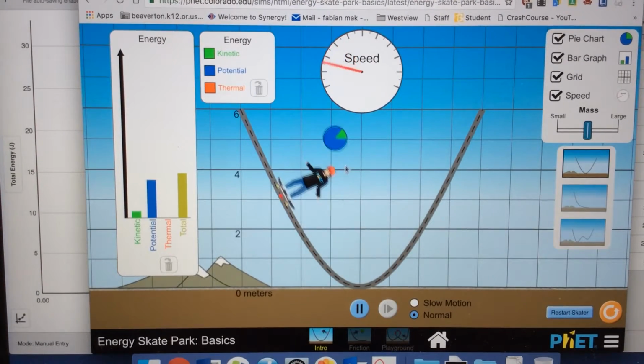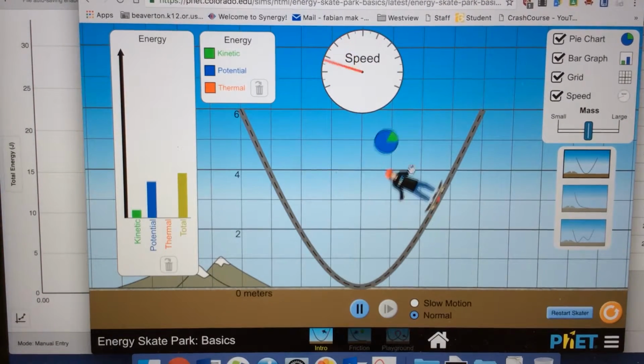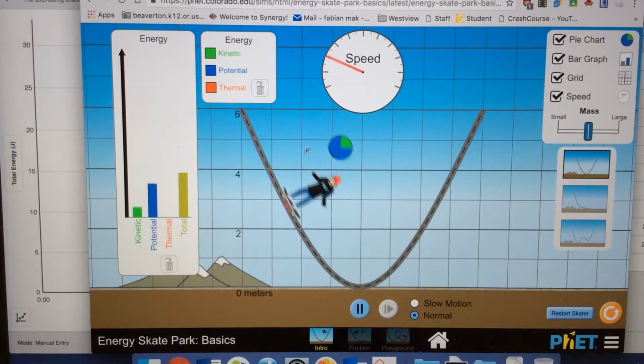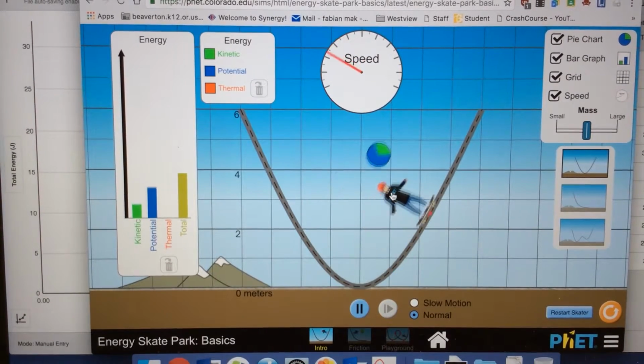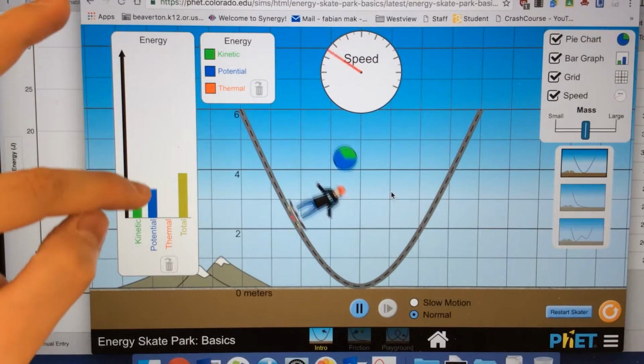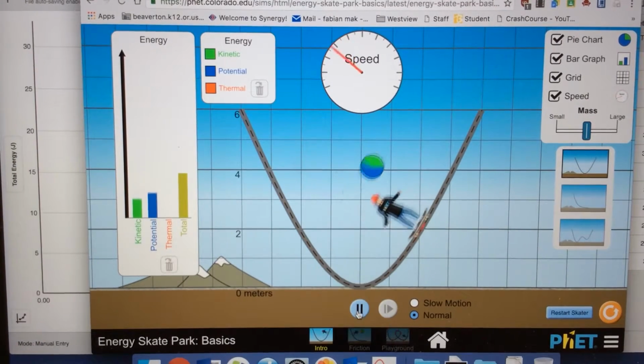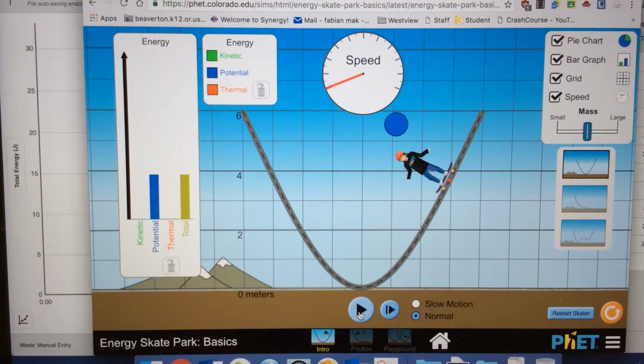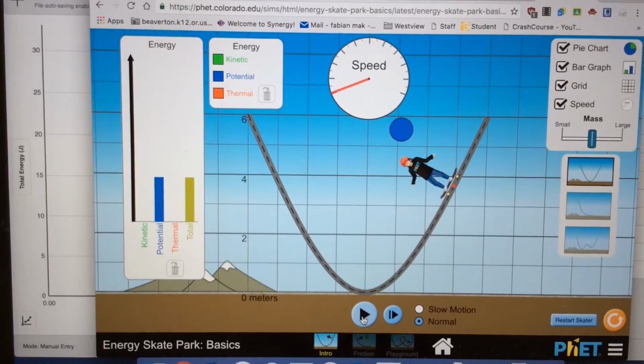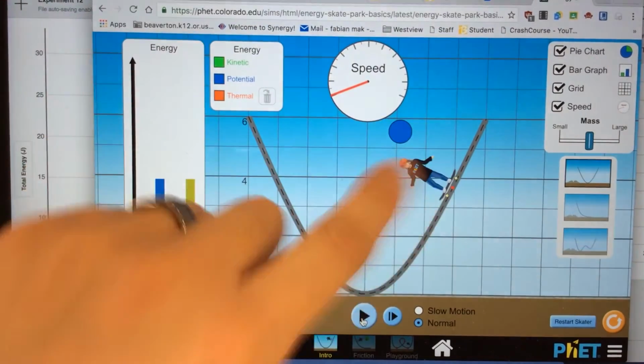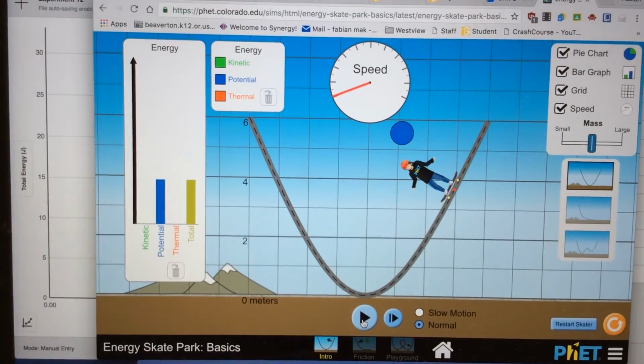Look at the pie chart. The blue is potential energy. The green is kinetic energy. Keep in mind where the potential energy is the greatest. It's greatest near the top. Okay, it's greatest at the top, right? Because his height is the highest.